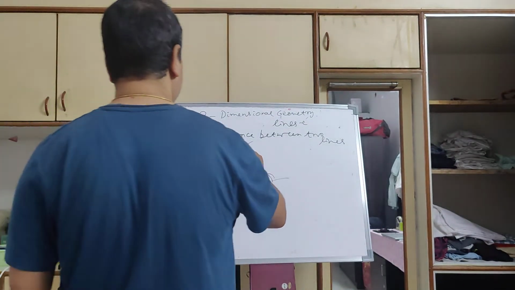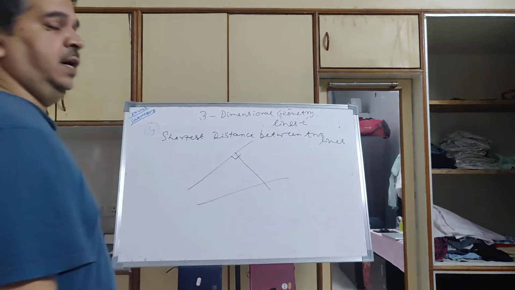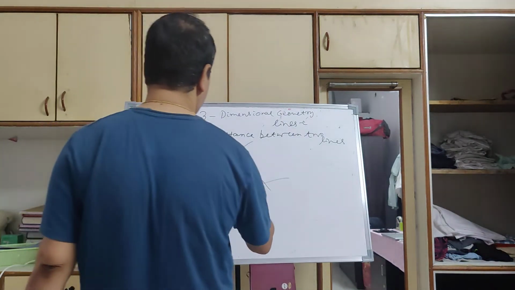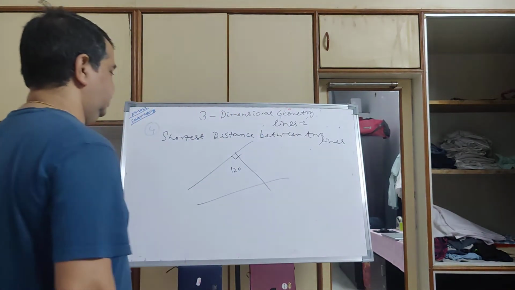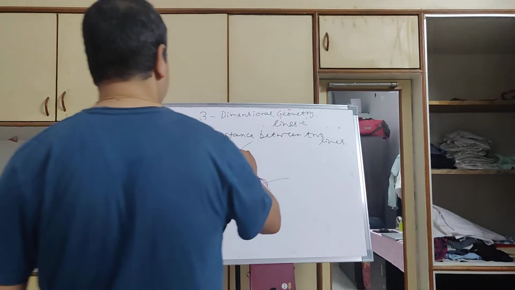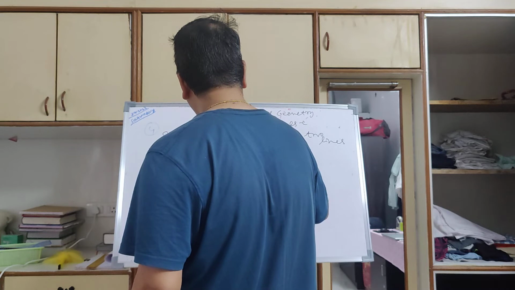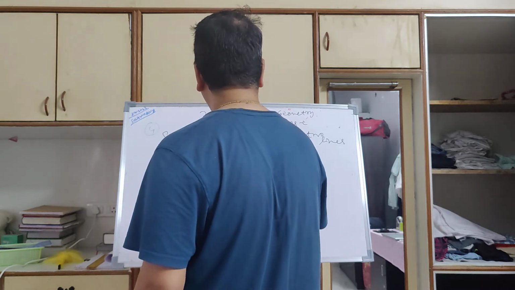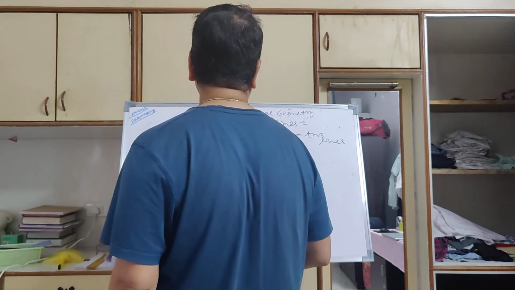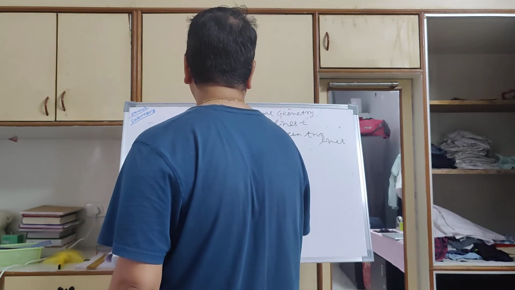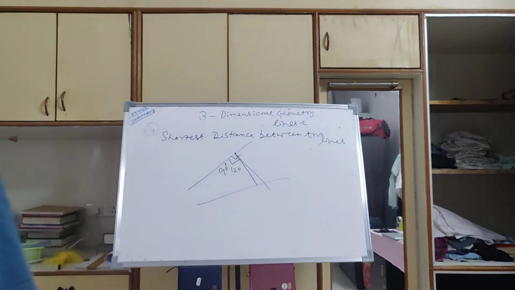Okay. So this angle is a little bit more than 90 degrees. Let us say this is 120 degrees. So let me make it perpendicular. When this becomes 90 degrees, this becomes the shortest distance. Perpendicular distance is the shortest distance.